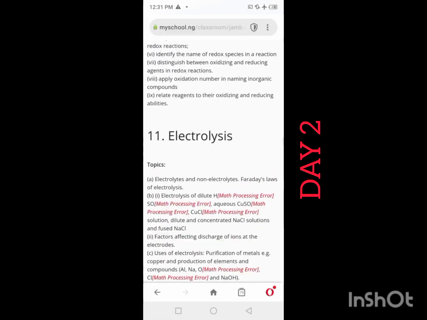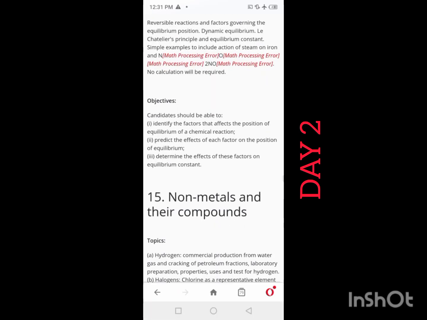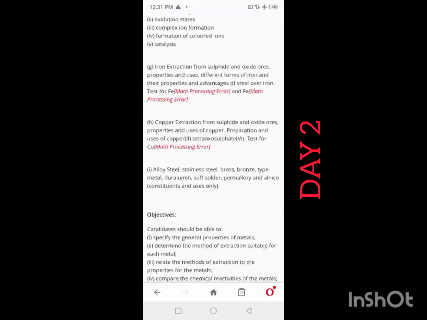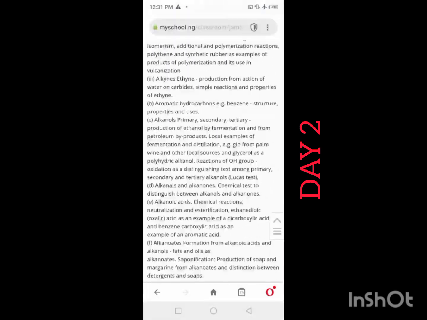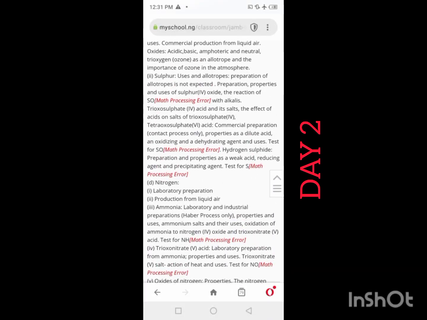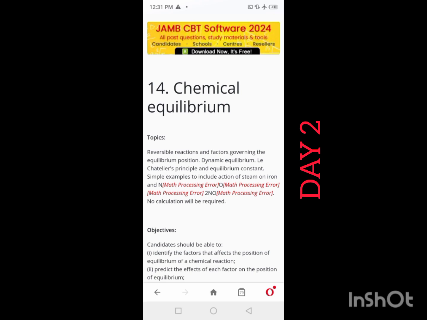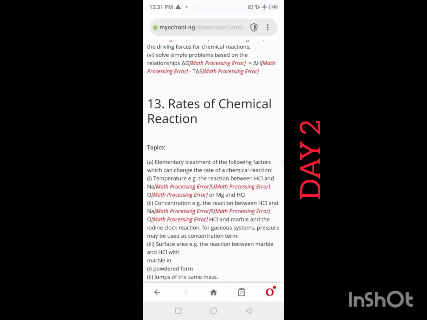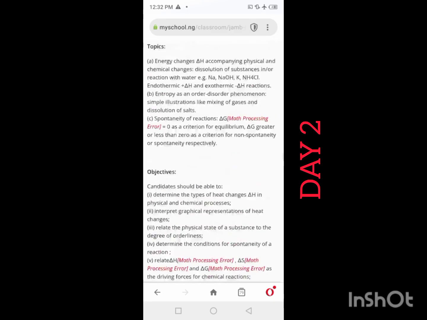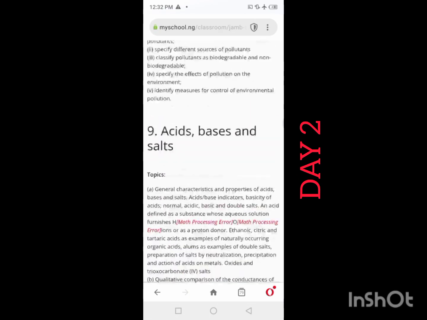Let me see something somewhere. Let me see something. Which one will be all this math error everywhere now? Math processing error. I beg. Let me see something. Okay. Let me see. Where is that chemical equilibrium again? Let's see. Yes, let me see something here. Can I make equilibrium okay? Let me see this one also. Ways of reaction, chemical reaction. Let me see something here. Let me see here. Energy changes. You see, there's no topic again related to chemical reaction.